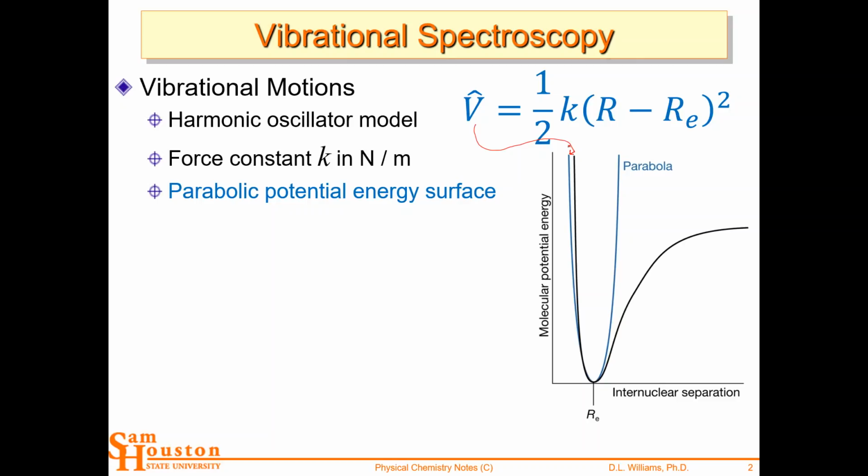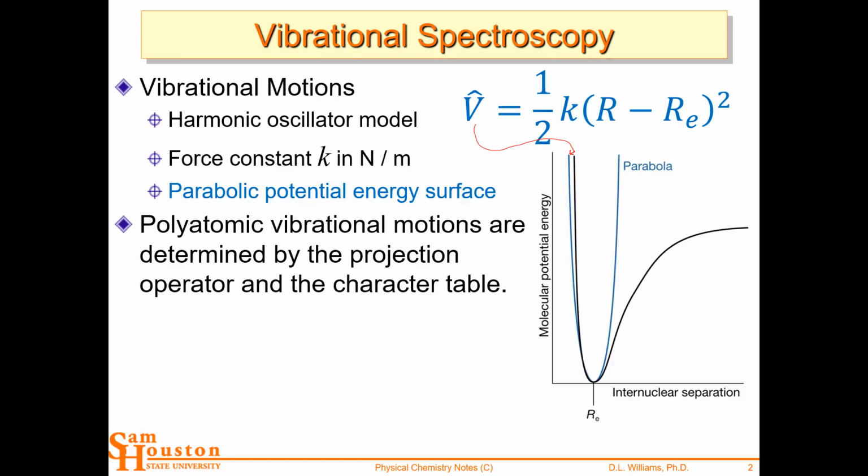The black curve is more related to the reality of a stretching bond. So a bond, if you pull on it long enough, it's going to break. And as you pull on it, the force gets a little easier than it would be for the harmonic oscillator. Notice the harmonic oscillator will not dissociate. The potential energy surface goes to infinity. Now, polyatomic vibrations are determined by the projection operator, which is available in your notes. It was a supplemental set of notes. We'll go through the projection operator in detail when we get to molecular orbital theory.